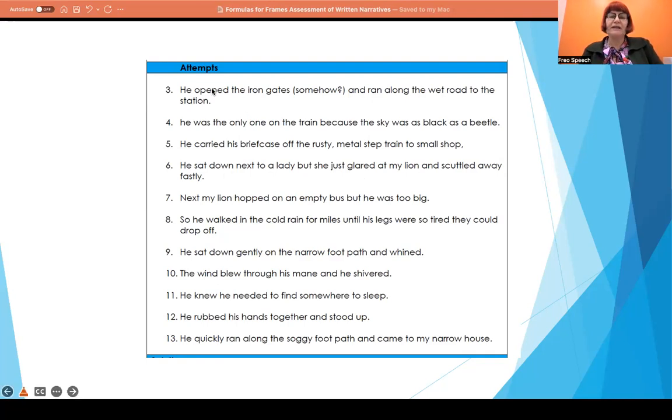He opened the gates, he ran, he carried something, he sat, he hopped onto a bus, he walked, he sat down, he whined, he shivered, he knew something, he rubbed his hands, he ran, and then he came. So there's a lot of activity going on in that section.